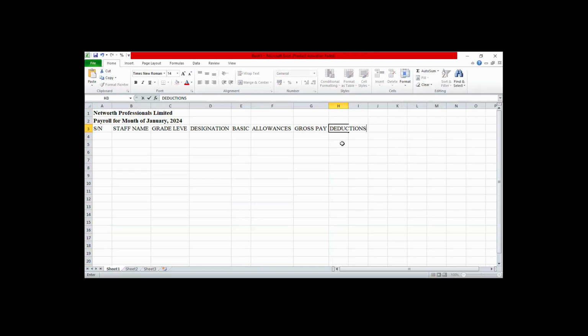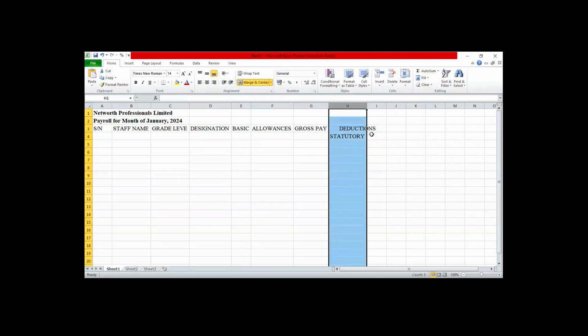That deduction is divided into 2. Are you with me? Yes, sir. We have what we call statutory deduction, like tax and pension. We have statutory deduction. We have what we call non-statutory deductions.